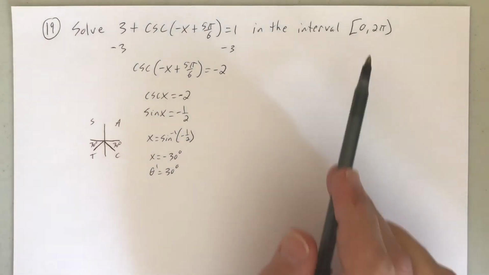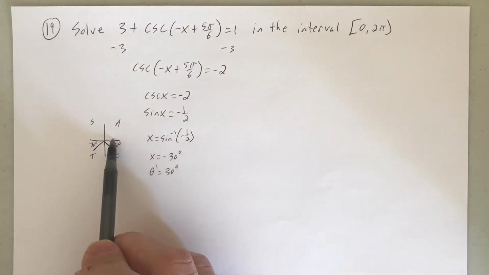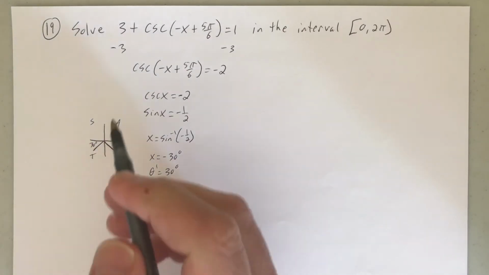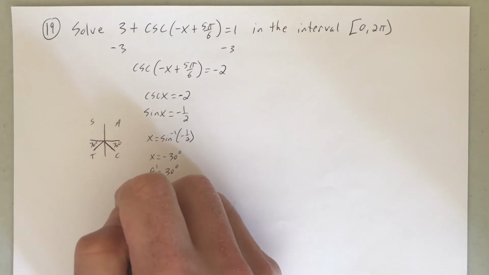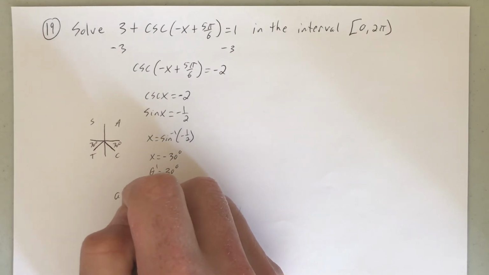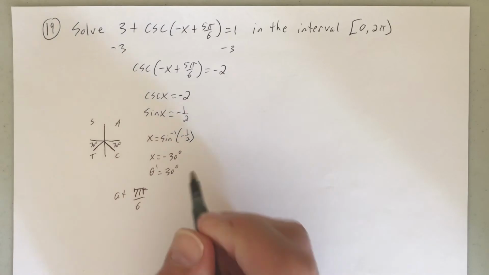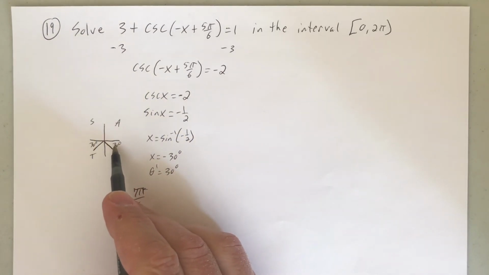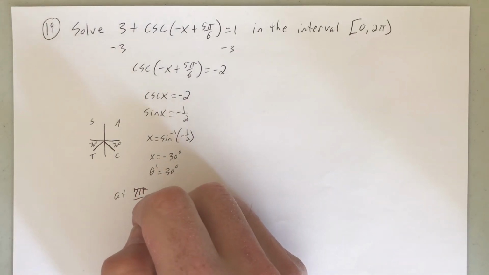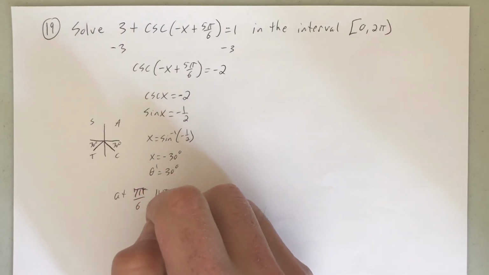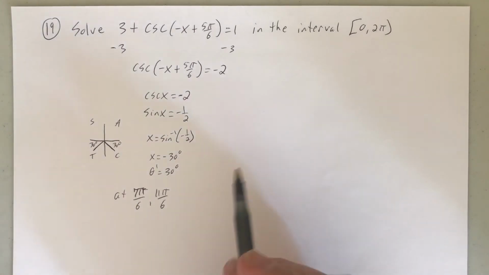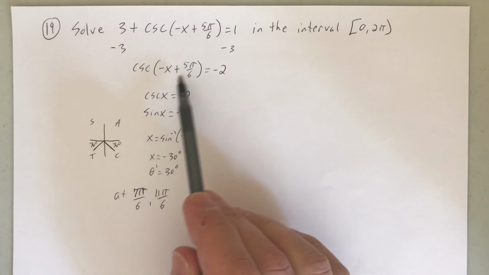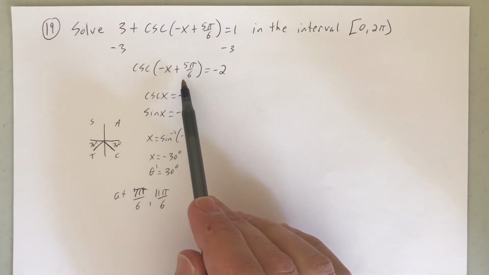Now remember, we're in radians here. So from here to here is 180 plus the 30. So in quadrant 3 it is 210, so that is at 7 pi over 6 in radians. And then here would be 360 minus the 30, which would be 330 degrees, and that is 11 pi over 6. So now that tells us where cosecant x is equal to negative 2, but we have this change right here, this shift. So how do we do that?